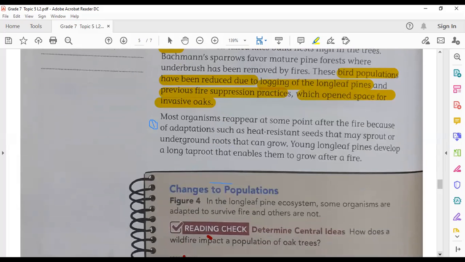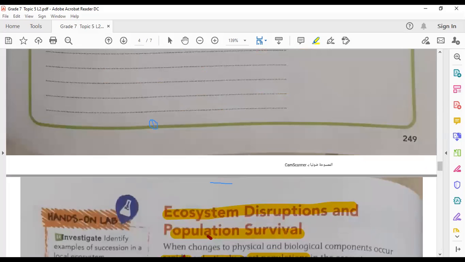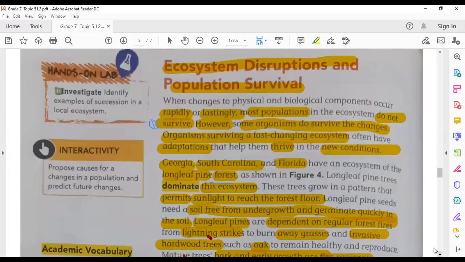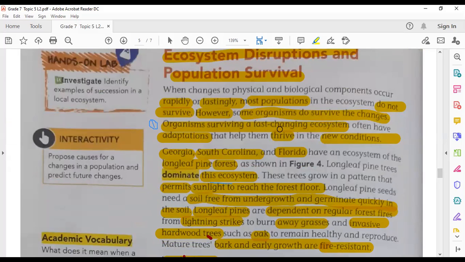Most organisms reappear at some point after the fire because of adaptations such as heat-resistant seeds. Please highlight this. We mentioned at the beginning of the lesson that some organisms can survive a fast-changing ecosystem. When a disaster happens, for example a fire, a volcano, an earthquake, all of these are fast-changing events. They can kill or destroy ecosystems. Many organisms can die and disappear. However, there are organisms that can survive and recover quickly.